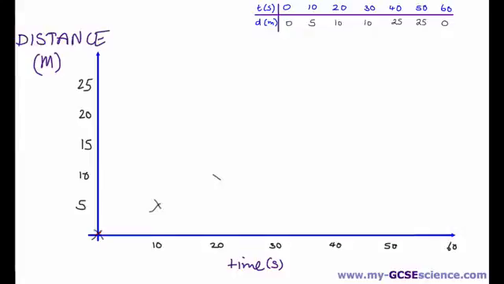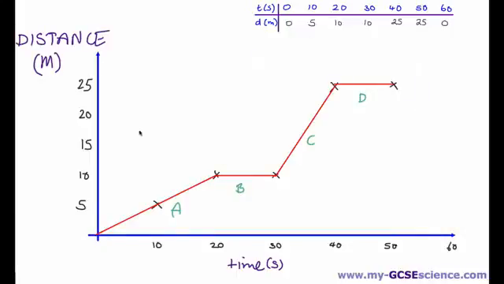So you could go through the table plotting all the individual points, and you'd end up with a graph that looks something like this. Okay, so we've got the journey of the cyclist plotted out on a distance time graph, and you can see how the distance and time changes for different regions of the graph. Now it's important that you are able to say what's happening depending on what the graph looks like at the different sections. So I've split it up into A, B, C and D.